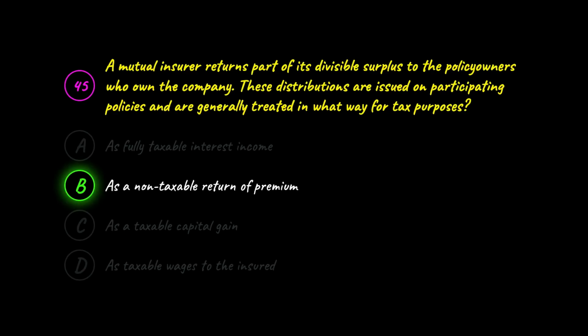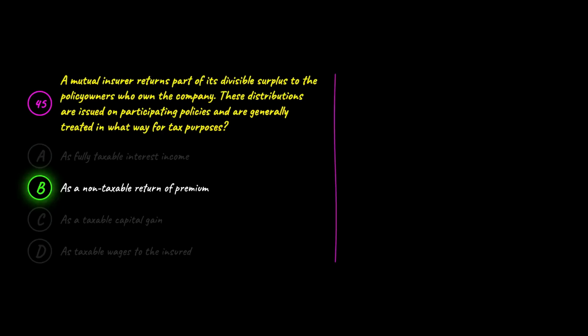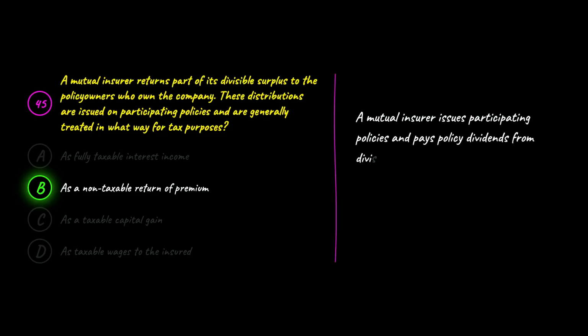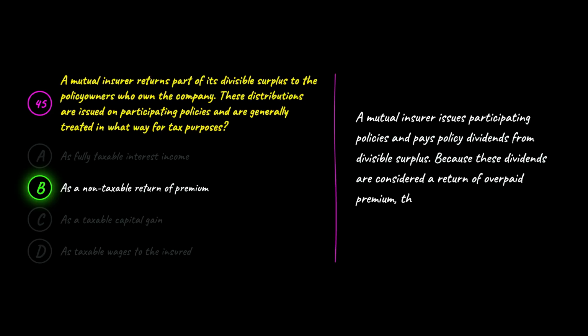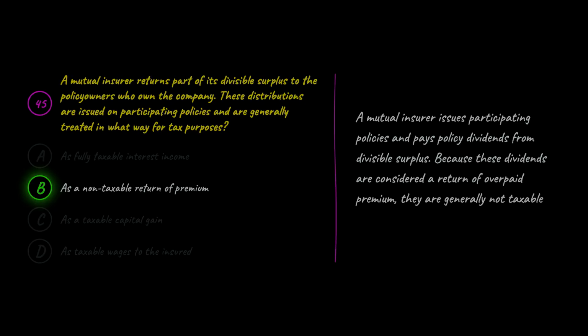The correct answer is B. As a non-taxable return of premium. B is correct because a mutual insurer issues participating policies and pays policy dividends from divisible surplus. Because these dividends are considered a return of overpaid premium, they are generally not taxable to the policy owner.